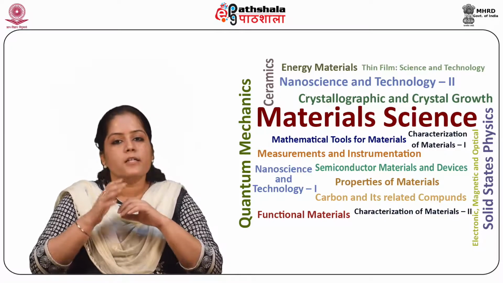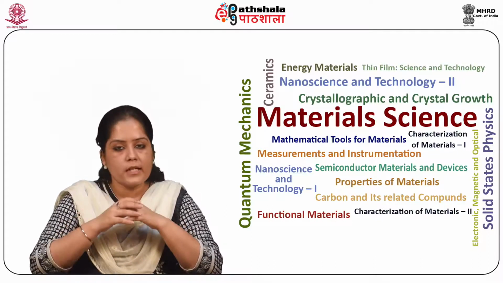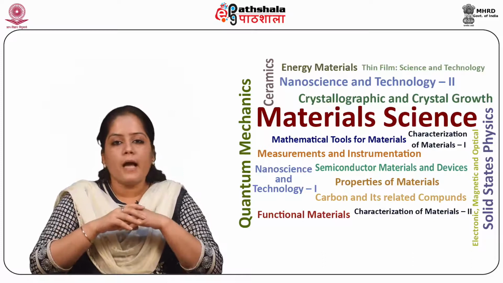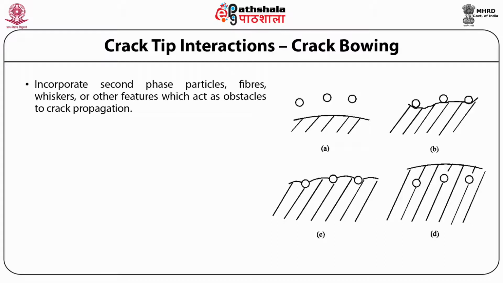First, the crack tip interactions. Second, crack tip shielding. And third, crack bridging. Let us now discuss the crack tip interactions, crack bowing. A common method of toughening of the ceramics is to incorporate the second phase particles, fibers, whiskers or other features which act as obstacles to crack propagation.